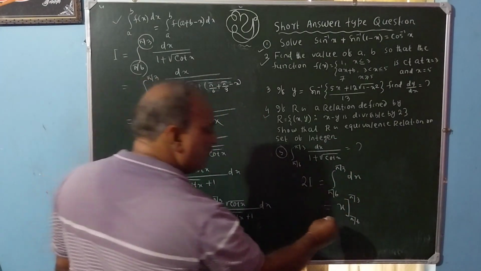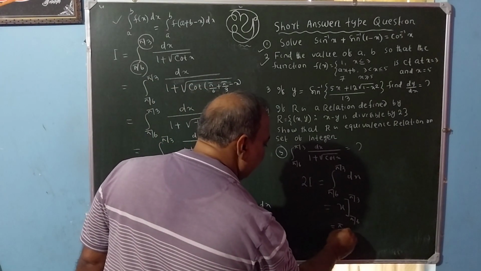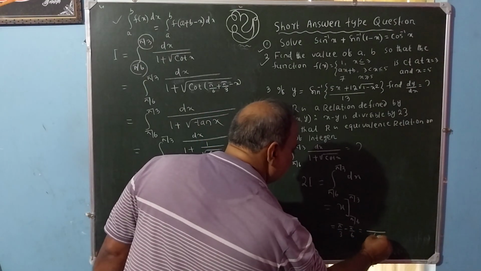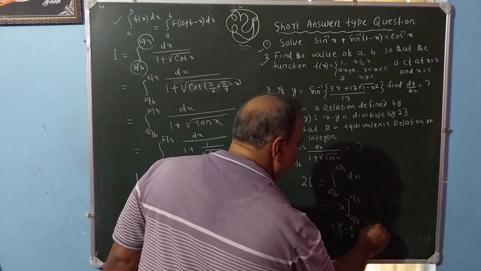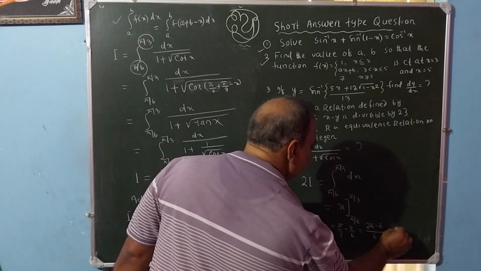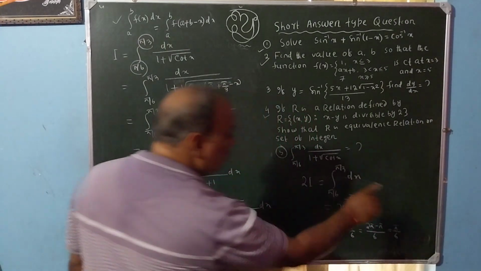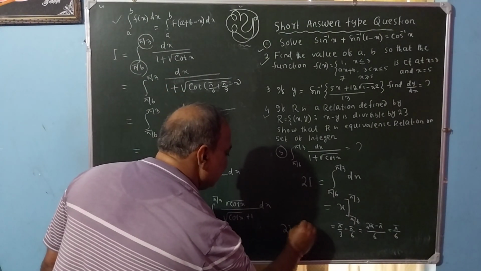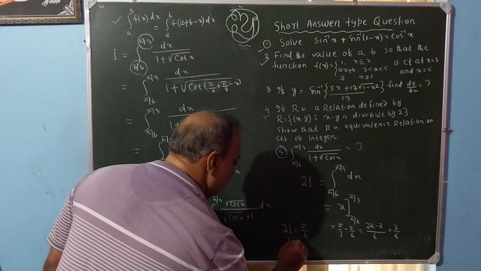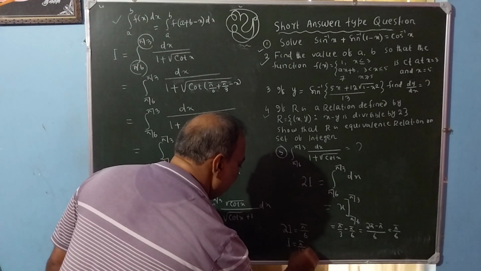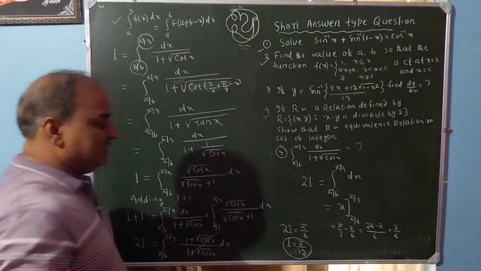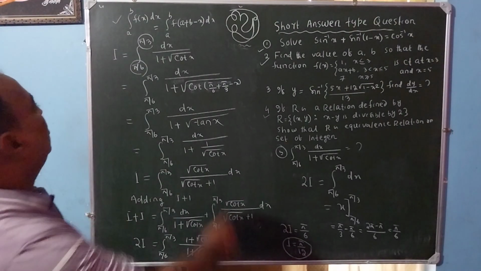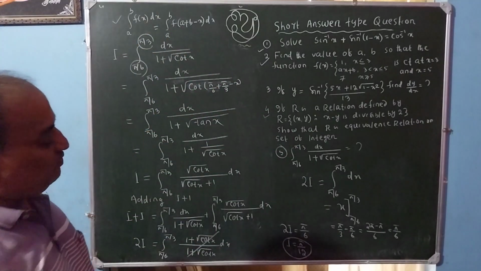Now putting upper limit minus lower limit. Pi by 3 minus pi by 6. LCM is 6. Here it is 2 pi minus pi, that is pi by 6. 2I is equal to pi by 6. I is equal to pi by 12. Very important question. So the answer of this question is pi by 12.